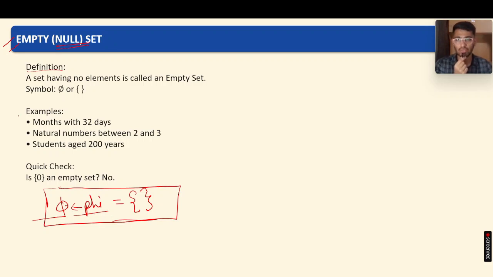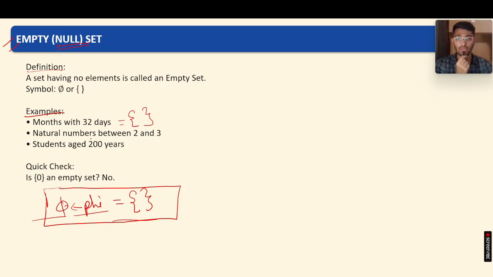Now let's take examples. First, a month with 32 days. You know very well there are 12 months, and months always have 30 or 31 days. There is no month which has 32 days, so there is nothing in it. It's an example of an empty set.